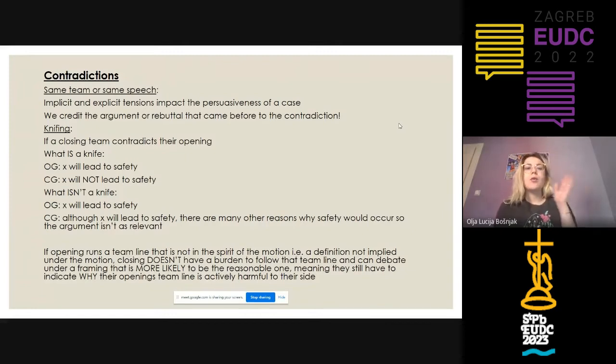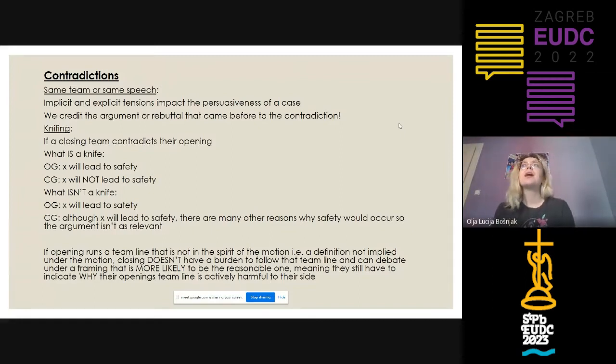So what a knife is, I think, is explicitly going against the assumption or the goal of your opening, which is to say, OG says X will lead to safety, and then CG is like, X will just not lead to safety, right? What I think isn't a knife, and this is an important nuance, is if OG says, look, X will lead to safety, but CG is smart enough to say, although X will lead to safety, there are many other reasons why safety would occur, so for example, or why this argument is not as relevant.